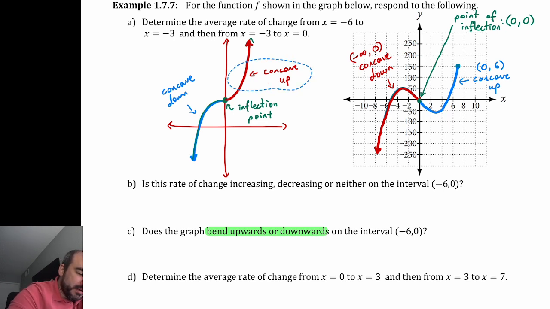Can I change that? I can. Okay. Let's change that, so that my concave ups are blue and my concave downs are red, so I have some consistency in the notes. Cool, cool, cool.